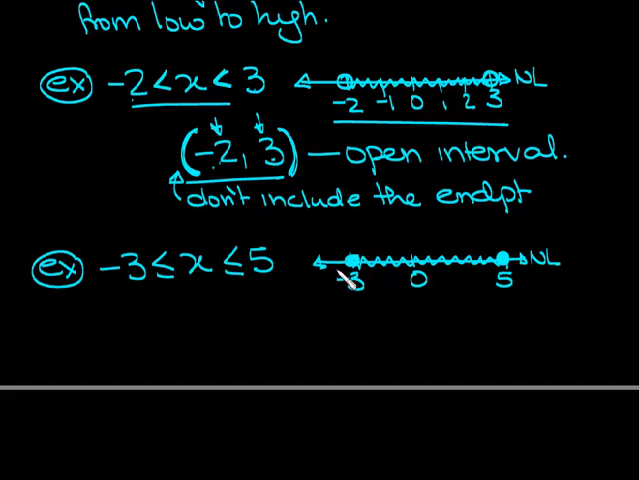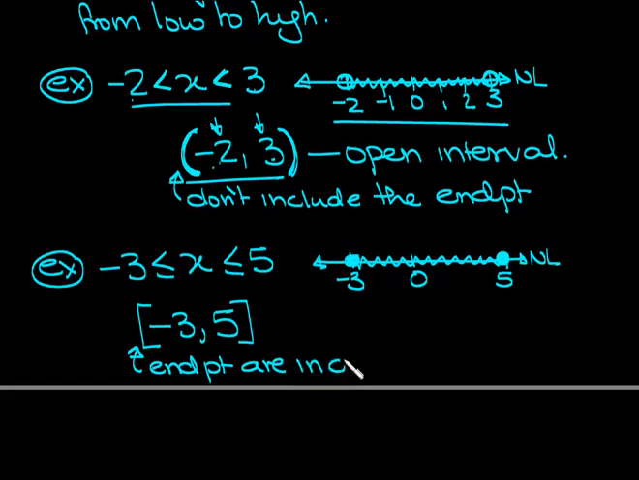In terms of an interval, we write the smaller number first, then the larger, and we use square brackets to indicate the endpoints are included. An interval where both endpoints are included is called a closed interval.